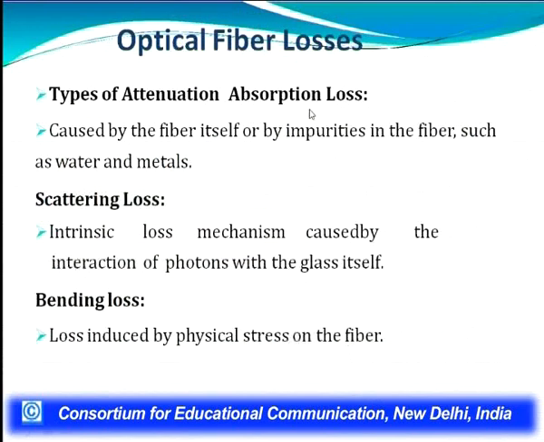Now the types of attenuation. Absorption losses are caused by the fiber itself, by impurities in the fiber such as water and metals. Then the scattering loss and the bending loss. The scattering loss is an intrinsic loss mechanism caused by the interaction of the photons with the glass itself. These are the types of attenuation: first is the absorption loss, second is the scattering loss, third is the bending loss.